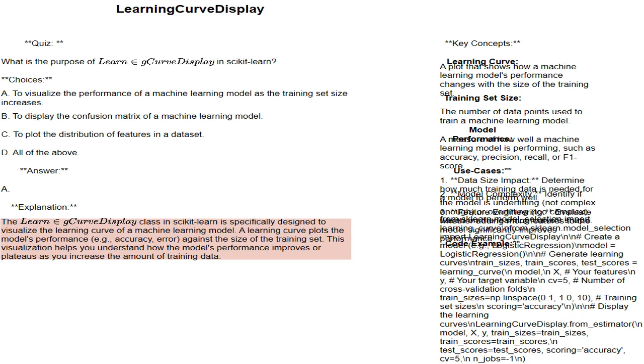True. The learning curve display class in scikit-learn is specifically designed to visualize the learning curve of a machine learning model. A learning curve plots the model's performance, e.g., accuracy or error, against the size of the training set. This visualization helps you understand how the model's performance improves or plateaus as you increase the amount of training data.